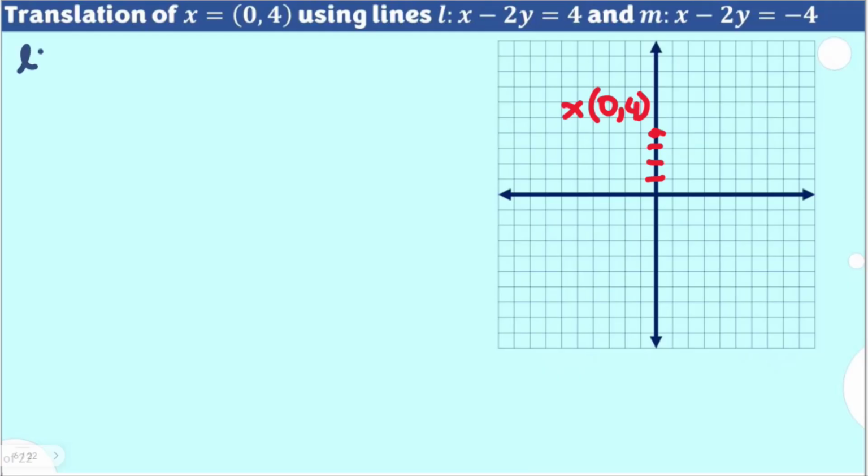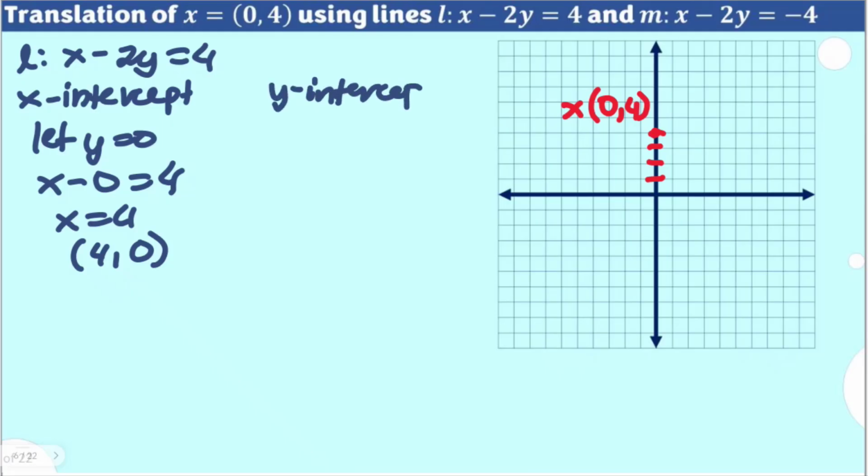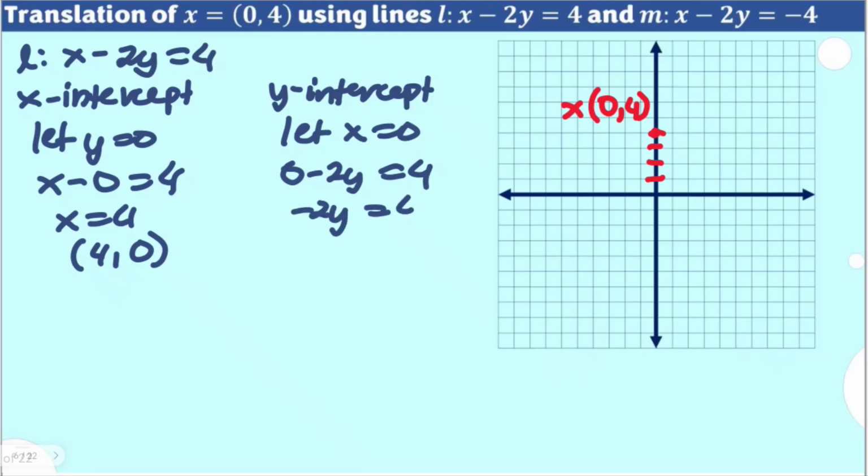So for line L, which is x minus 2y equal to 4, we use here the x-intercept. So we let y be equal to 0. So you have x minus 0 is 4, x is 4. So your x-intercept is at 4 and 0. Now, for our y-intercept, we let x be equal to 0. So you have 0 minus 2y is 4, minus 2y is 4, so y is negative 2. So the y-intercept is at 0 and negative 2.